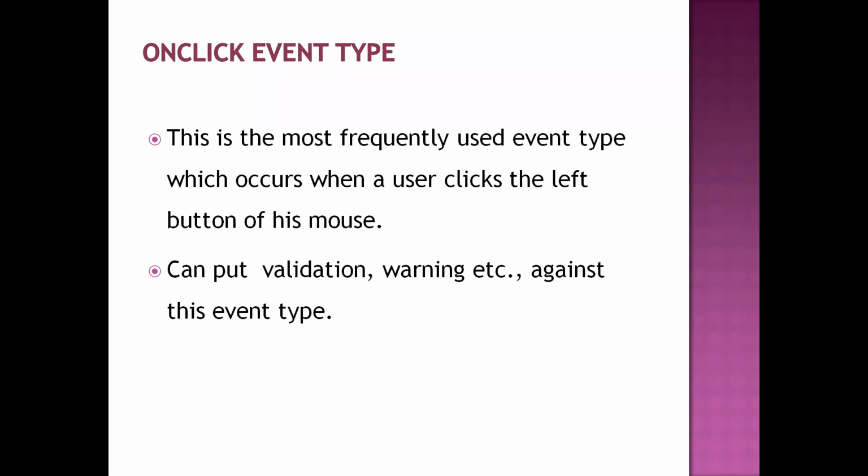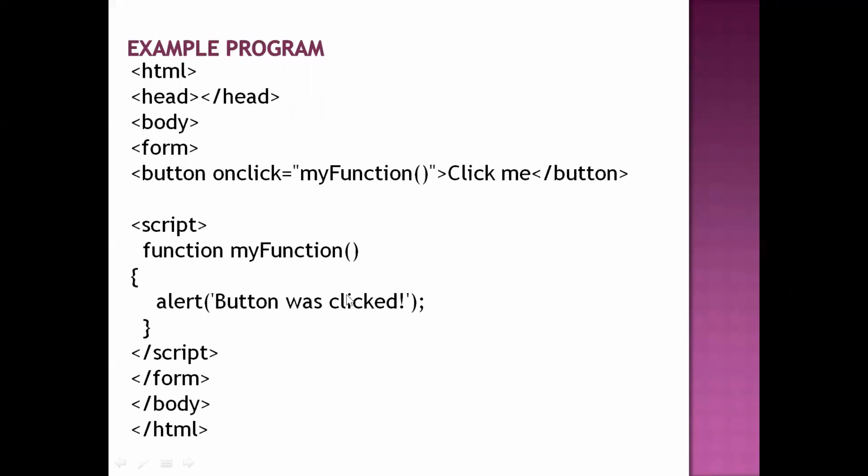This is the most frequently used event type, which occurs whenever the user clicks the left button of the mouse. Whenever this on click event is generated, if you want to hand that event over to some other listener, you have to attach that listener to this event. Like validation kind of functions, or sometimes you can also display some warning messages against this event. Okay, let's see an example program.